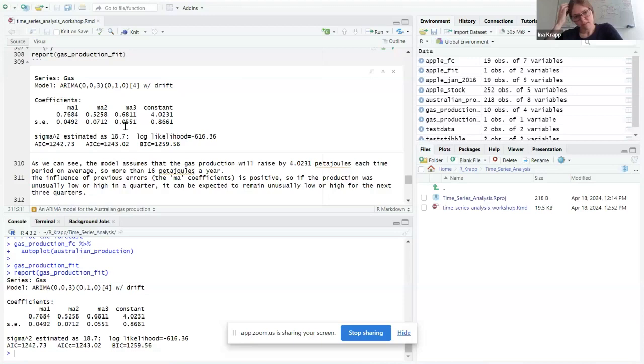And these moving average components indicate that if the production was more low or high in a quarter, then the model would have previously suggested it can be expected to remain unusually low or high for the next quarters because these coefficients are positive.